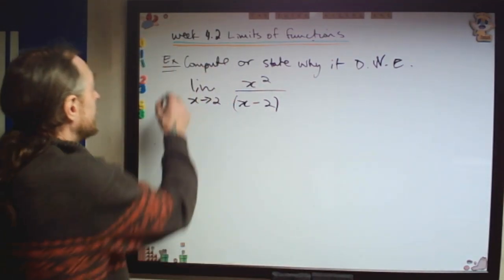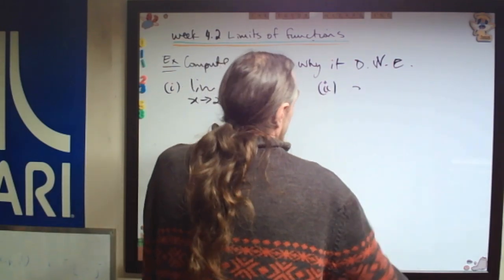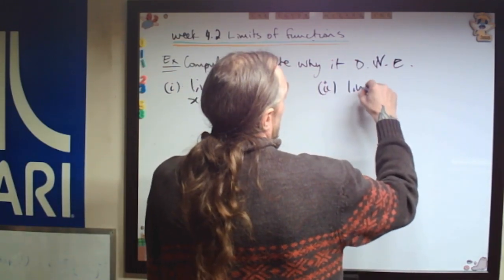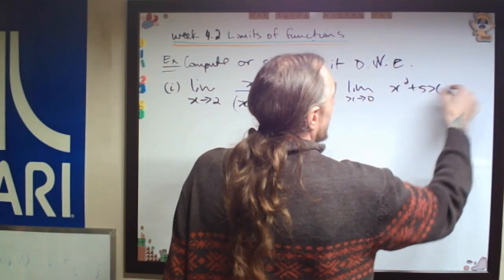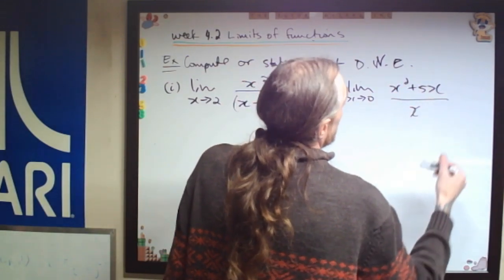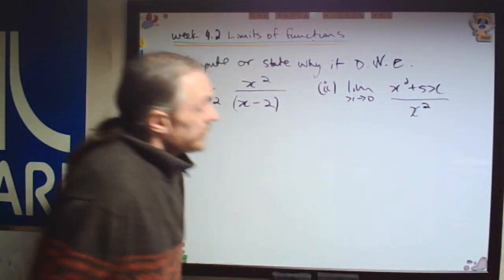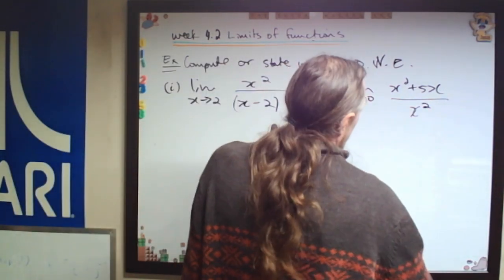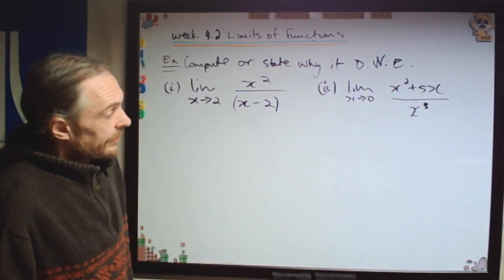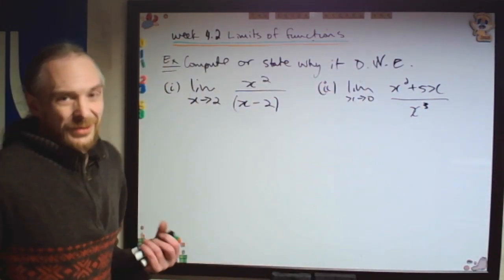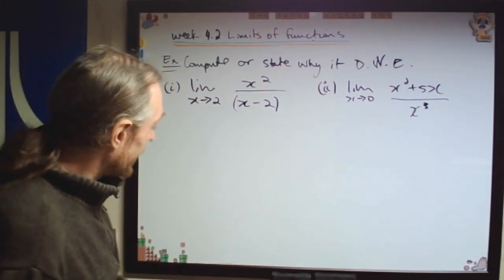This one doesn't exist. This one, the limit as x approaches 0 of x squared plus 5x over x cubed, let's say. Let's try that one, see what happens there. So there's a little bit of algebra they try to sneak in there, but it won't do us any good. That's the moral of the story.